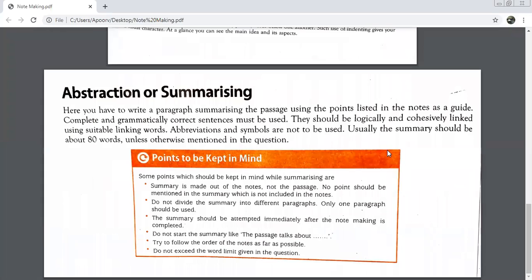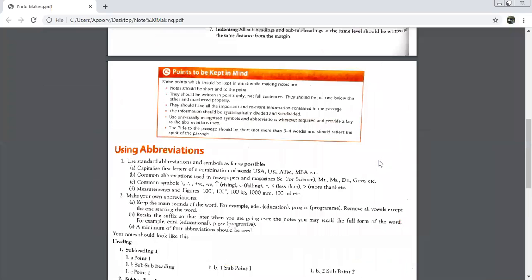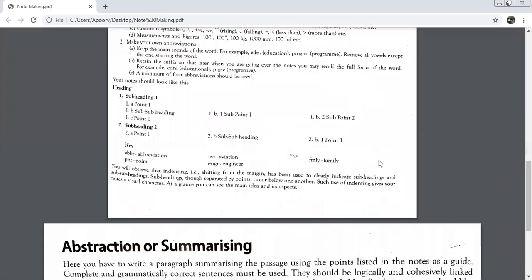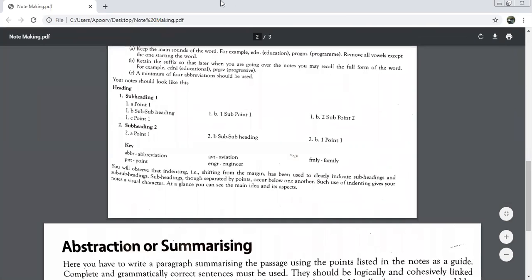We have to use key points. I have discussed keywords also. Today we'll see how to do indentation. Okay. I'm showing you on the screen. See this: heading, subheading 1, 1A, 1B, subheading 1B1, 1B2. Just look at this and try to understand.